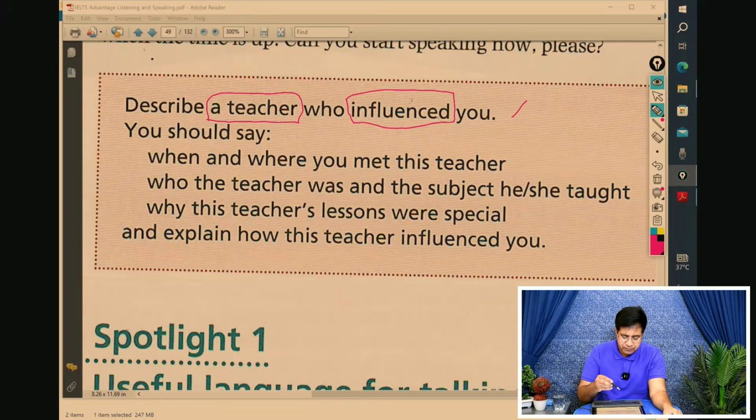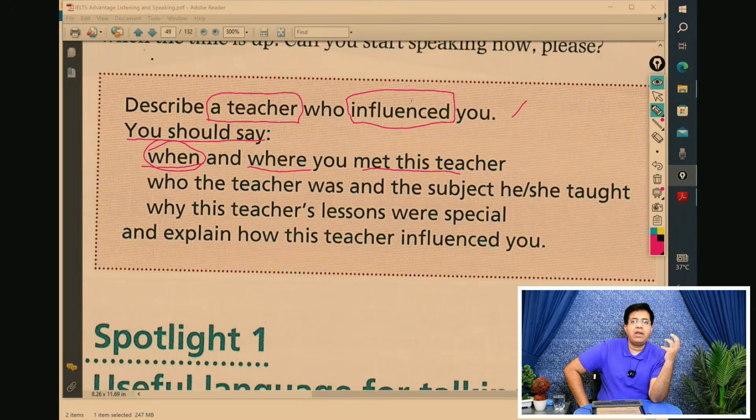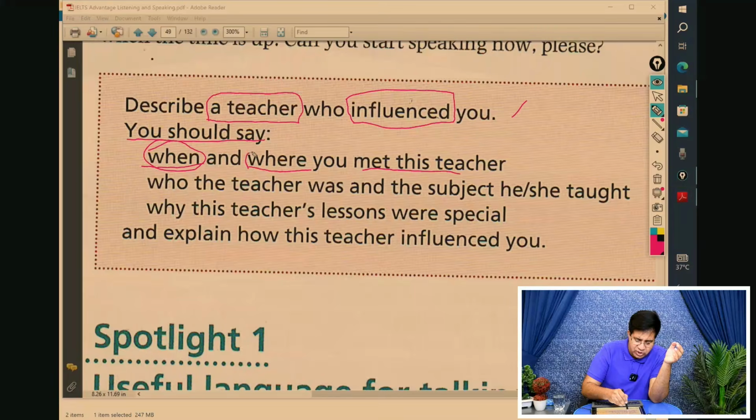Now then they say the key points you should say, right? These key points will be given in the actual exam as well. When and where you met this teacher. Now listen, where means location. So where means place: school, college, university, or you joined any vocational institute, there you met a teacher. When means time, age or stage of your life. For example, when you were 10, when you were 15, when you were at college.